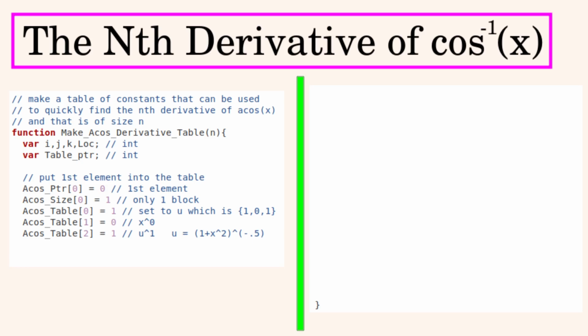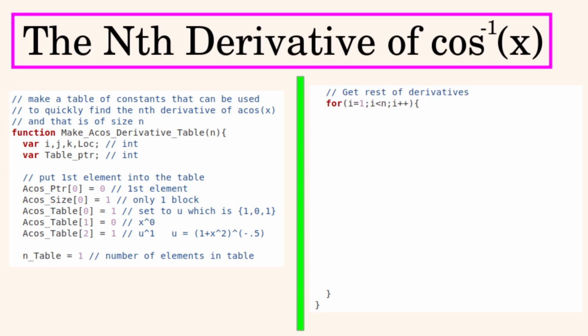We'll copy in the value of the first entry, which is u. And we'll set the number of derivatives found and placed into the table here. This variable will be used by other functions to calculate the contents of each entry in the table.